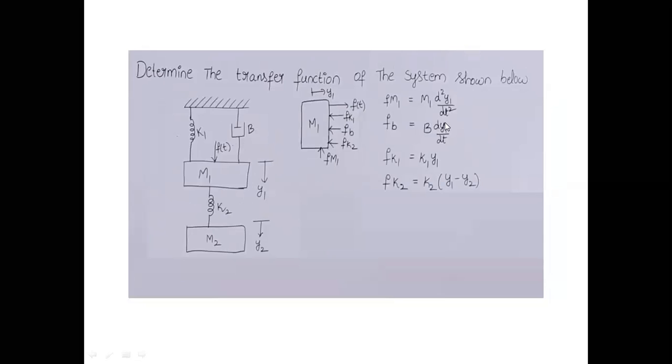So fb equals b into dy by dt. Spring constant, how does the spring effect work? It depends on the displacement. That's why fk1 equals k1 into y1, whereas the last component is the force because of the spring. What is happening? The spring, normally this mass will be pulling down.